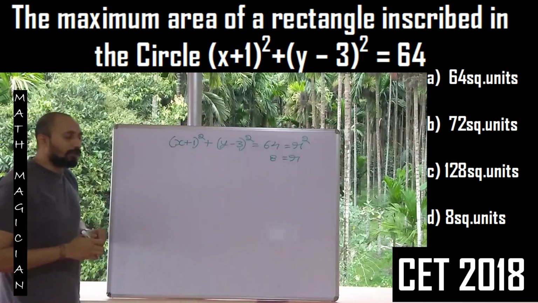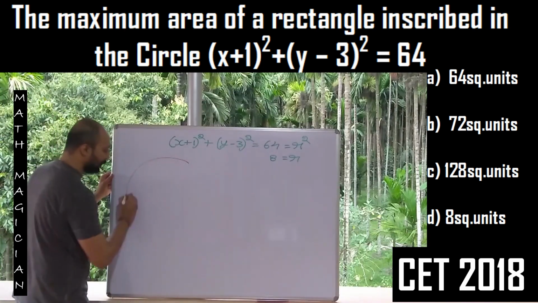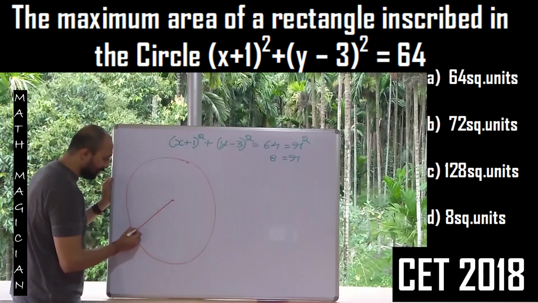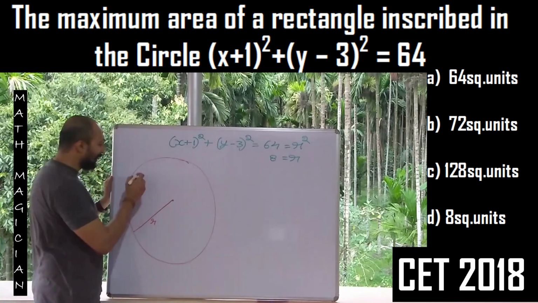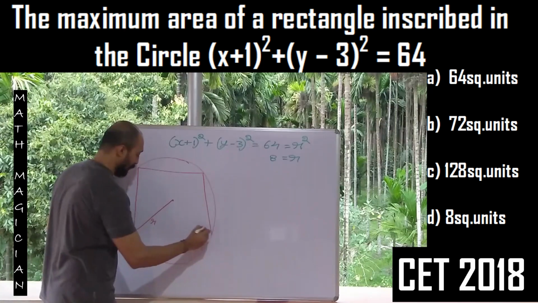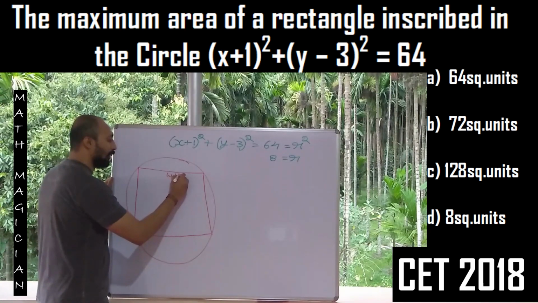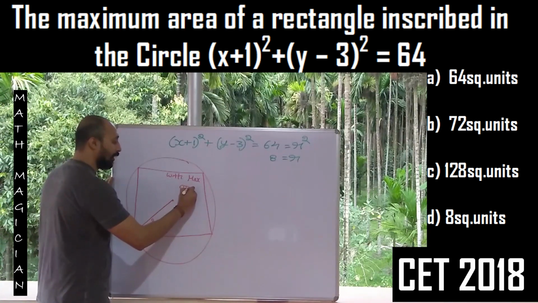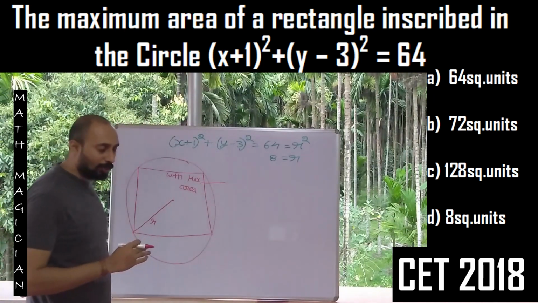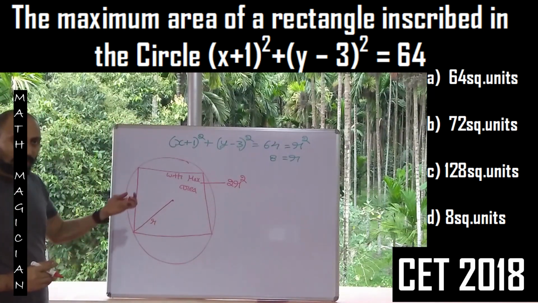Now you should know a shortcut here. The shortcut goes very simple. Imagine there is a circle with center and there is radius r. Then the biggest rectangle that I can inscribe inside this, with maximum area, this area will be 2r square. So the maximum area is 2r square.